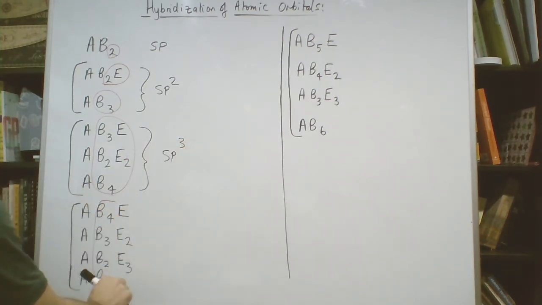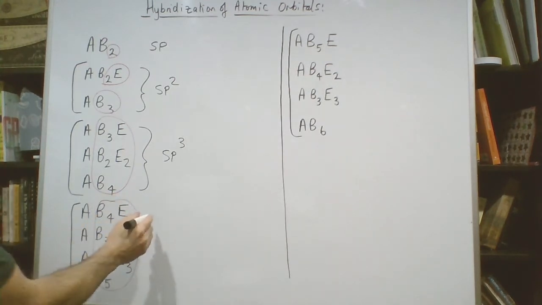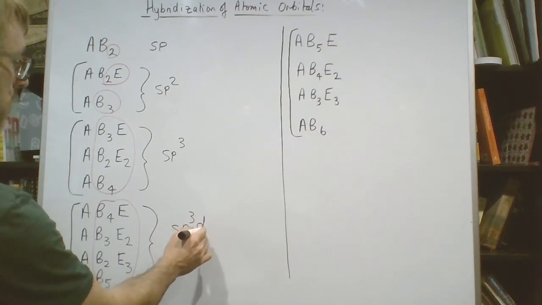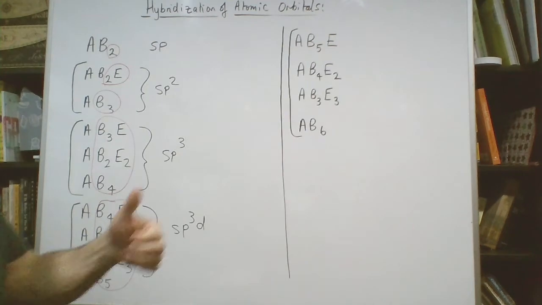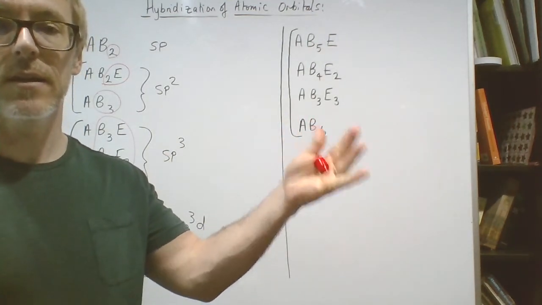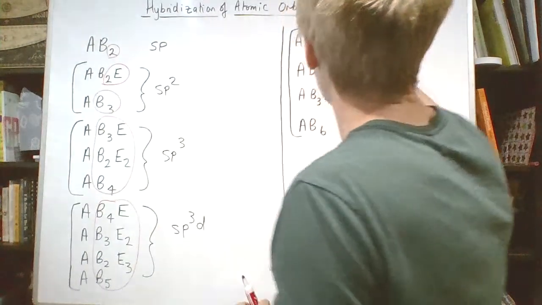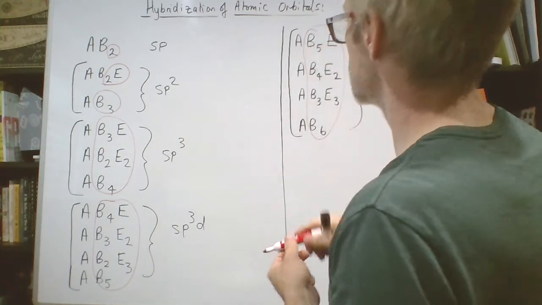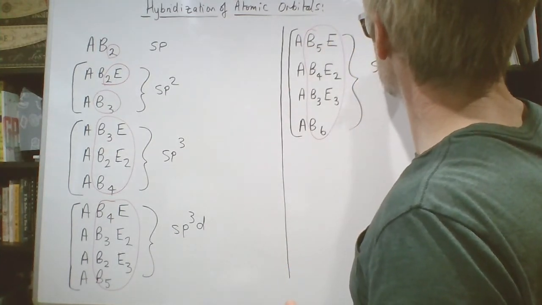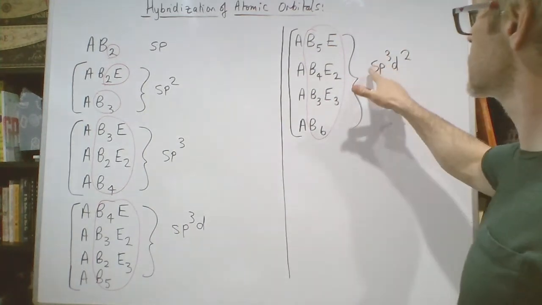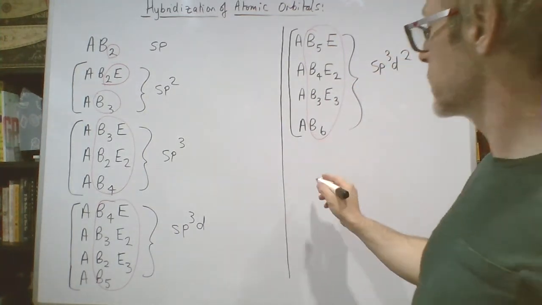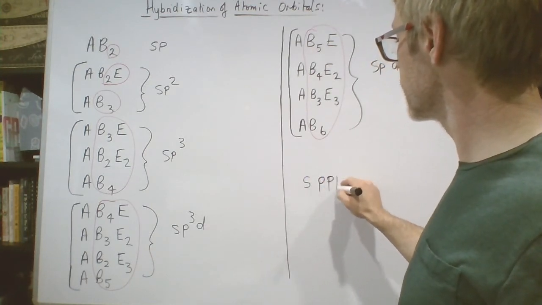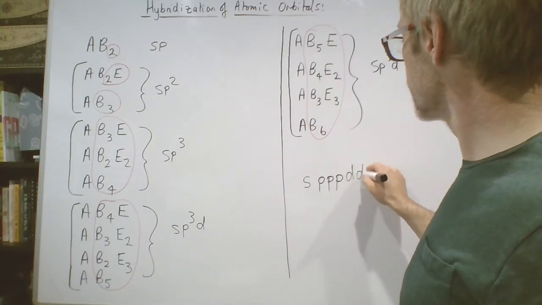In this category here, I always have 5 total. So this would be sp3d. There's a 5th one. And in all cases here, I have 6 electron groups. So this would be sp3d2. And a way to think of this is you've got 1 s orbital, 3 p orbitals, 5 d orbitals.